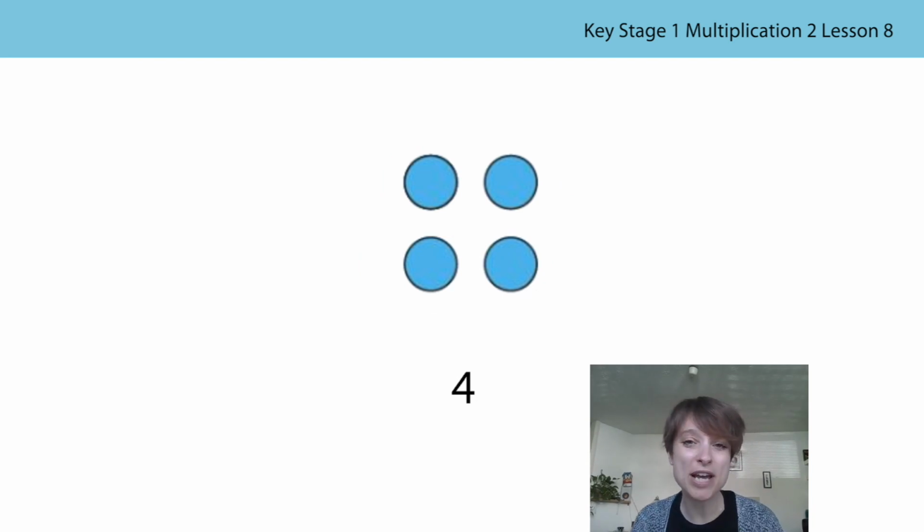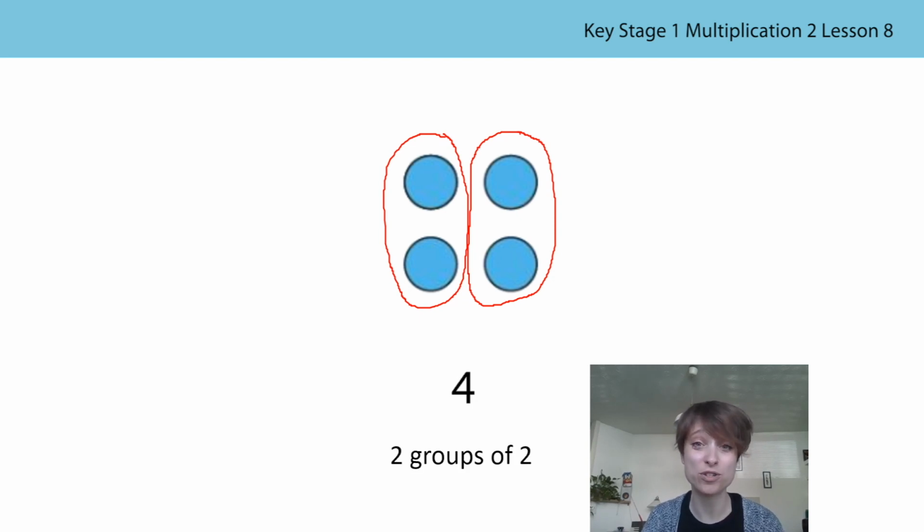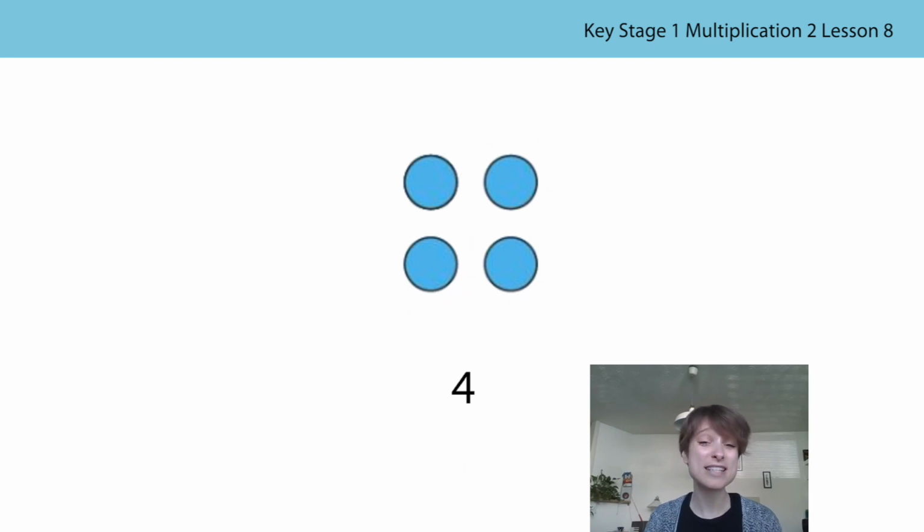Now there's another way that we can show those groups of 2, and I wonder if you've thought of it already. I'm going to show you now. So we can show our groups of 2 in a different way by drawing our groups like this. And we've still got 2 groups of 2, haven't we? Some of you might have seen it differently, and you might have even seen 4 groups of 1 because there are 4 blue counters.